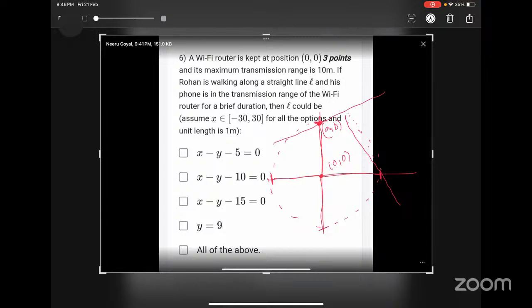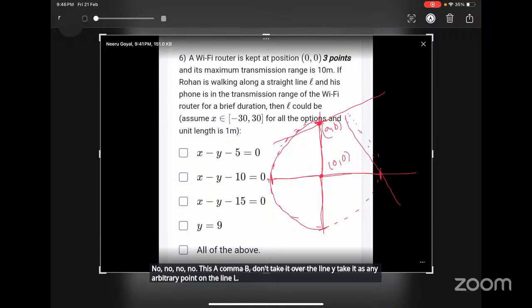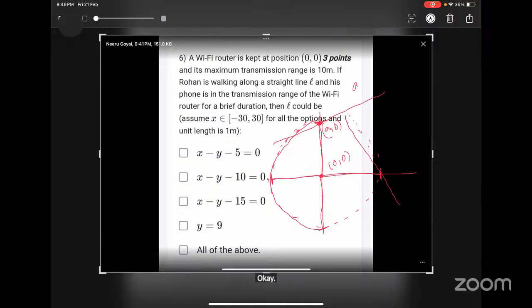So it would be a circle, no, ma'am? Yeah, this would be a circle with radius 10. This is a circle with radius 10, the range. No, this A comma B, don't take it over the Y line. Take it as any arbitrary point on the line L. A comma B is on L, and the distance from 0, 0 to A comma B is basically 10.